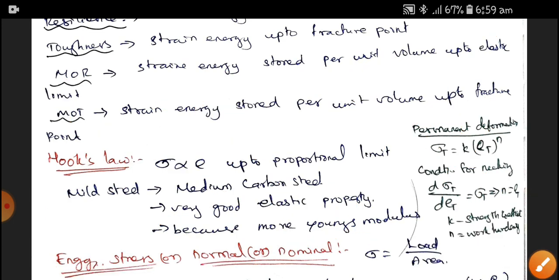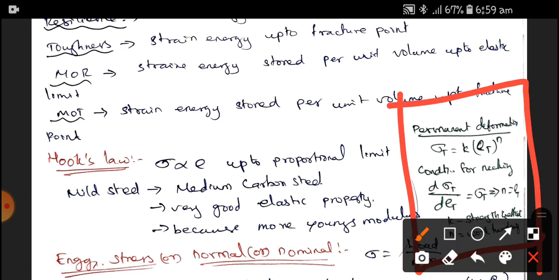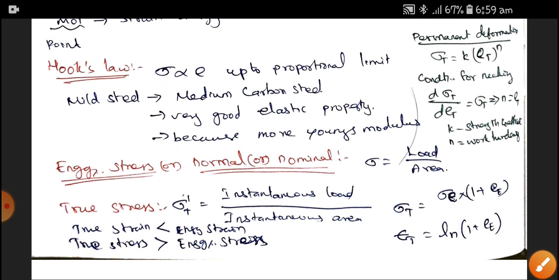Here you have to understand a thing called permanent deformation. For permanent deformation, the stress is equal to K times epsilon to the power n. The condition for necking is d sigma divided by d epsilon, that is change in stress divided by change in strain, equal to the stress at necking, that is n equals epsilon of T, where K is the strength coefficient and n is the work hardening exponent.